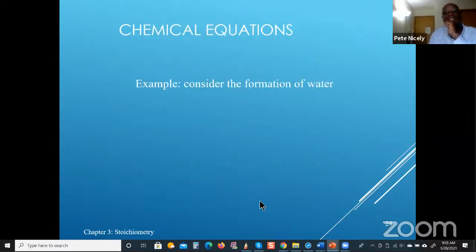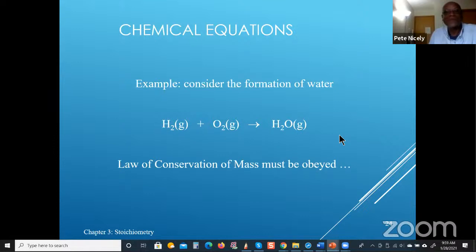So let's get into how we actually write a balanced equation. Here we have an equation representing the formation of water, something you would have encountered in your previous chemistry experience. We have the symbols for hydrogen and oxygen on the left side and water on the right side. If you are to use an equation to accurately represent what is happening in a reaction, then the law of conservation of mass must be obeyed. That law says that the total mass is conserved when a reaction takes place. Another way of stating it is that the total mass of the products will be equal to the total mass of the reactants. So the equation must be balanced to reflect that fact.